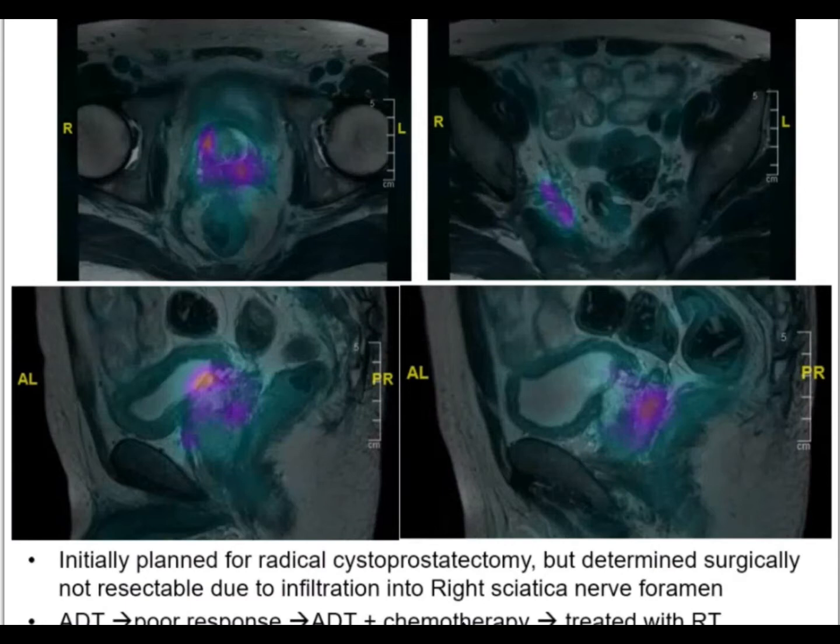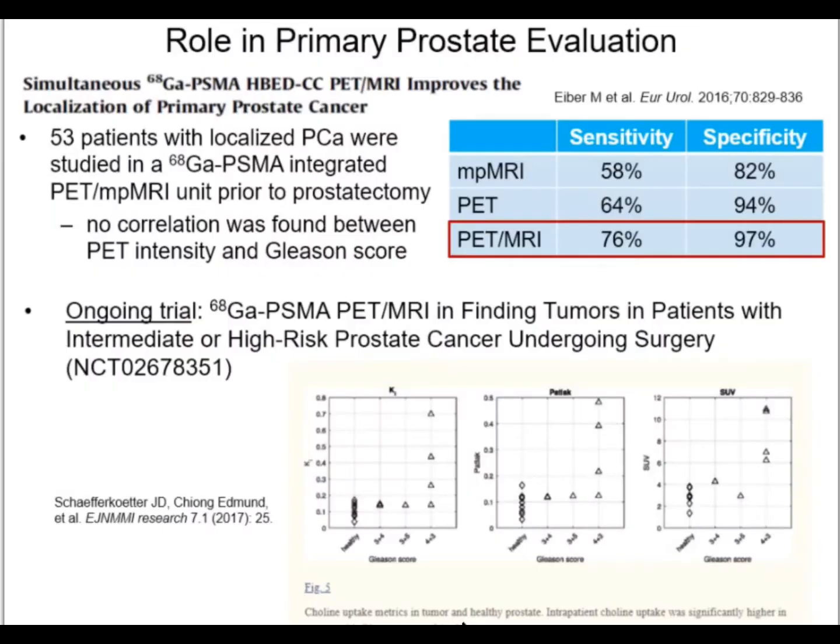So what it did show was no metastases, but very severe local extension, and so initially it was planned for radical cystoprostatectomy, but we couldn't resect because it infiltrated into the right sciatic nerve foramen. So this patient had poor response to ADT. We gave chemotherapy and he was treated with radiation therapy.